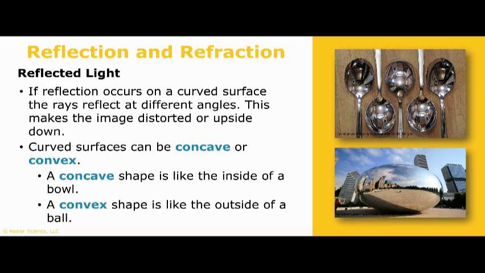Reflected light. If reflection occurs on a curved surface, the rays reflect at different angles. This makes the image distorted or upside down. You've probably seen that in a spoon, as they show over here on the right. And a little bit over on the right below that is the Bean that you may have visited downtown Chicago. A curved surface can be concave or convex.